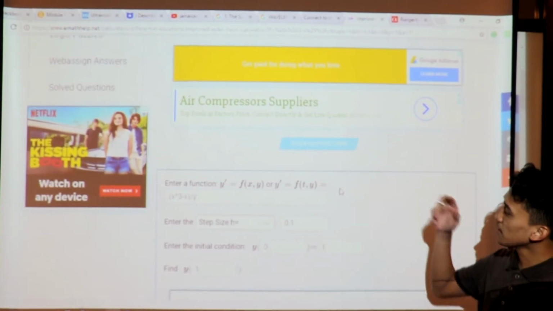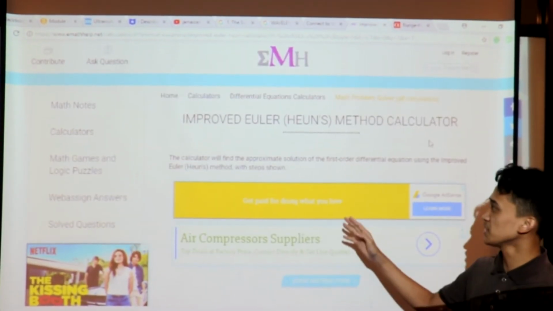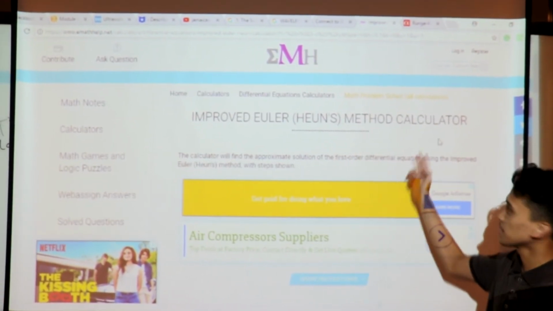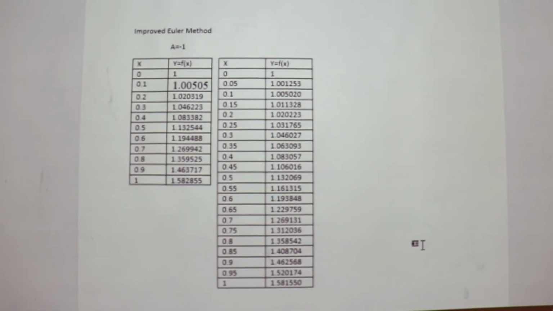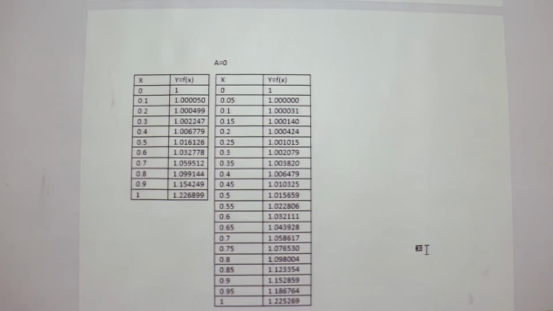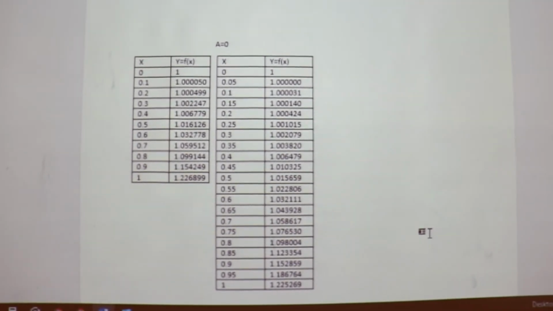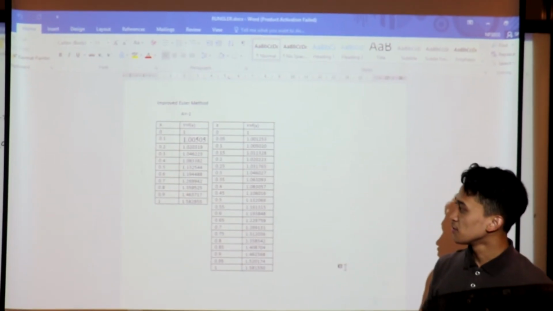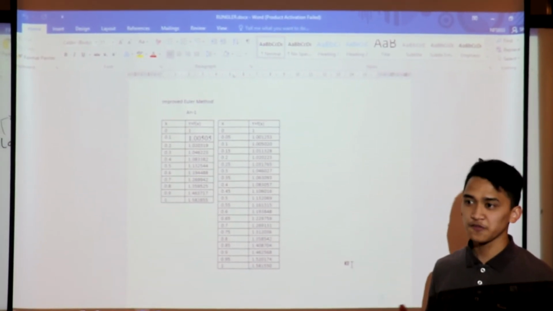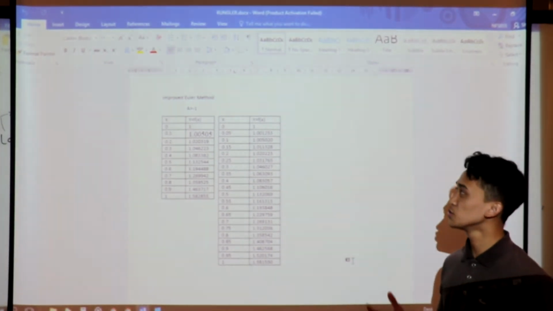The improved Euler method uses this website, which is the improved Euler Heun's method calculator, and we go to the table, and this is the answer. We use three different A also, -1, 0, and 1. And for H, we use the same values, 0.05 and 0.1. And after we calculate, we found some behavior of these two methods.